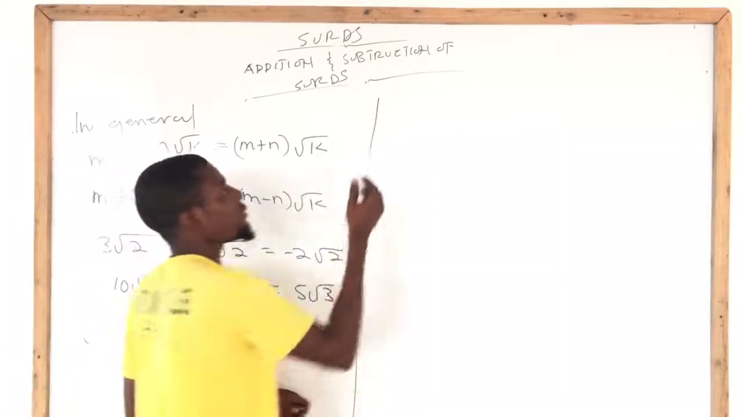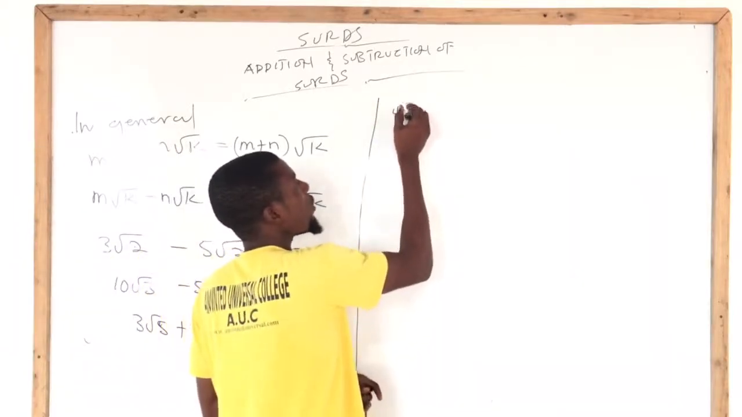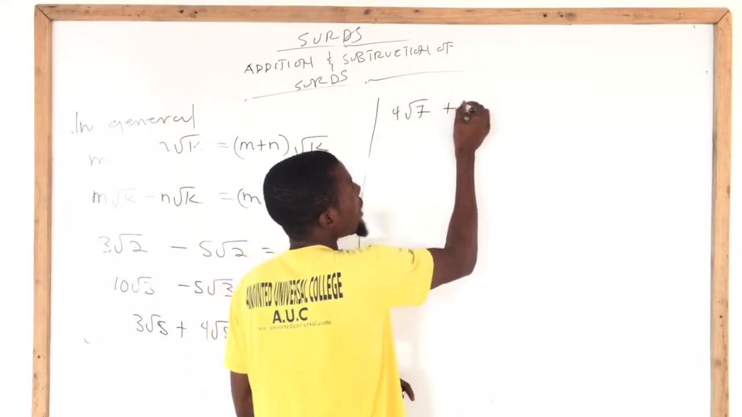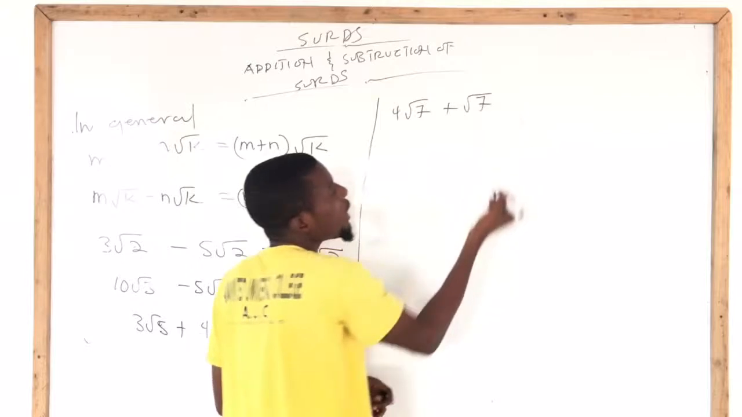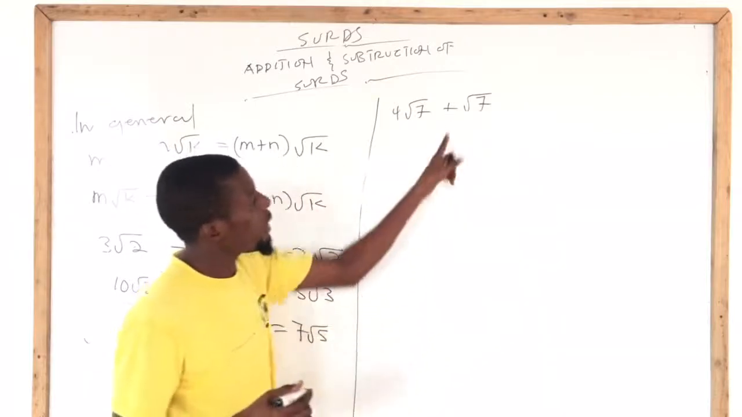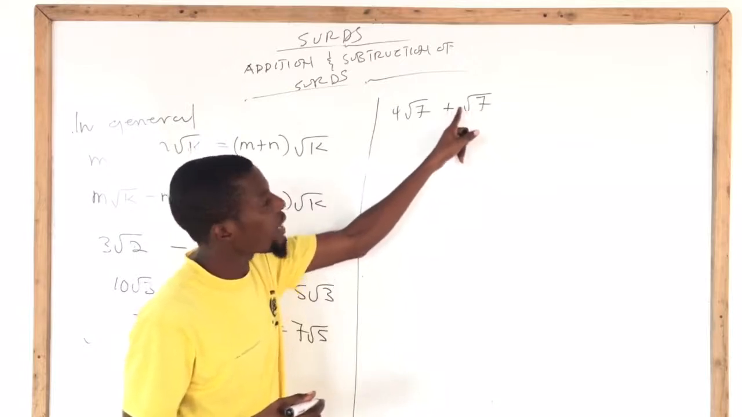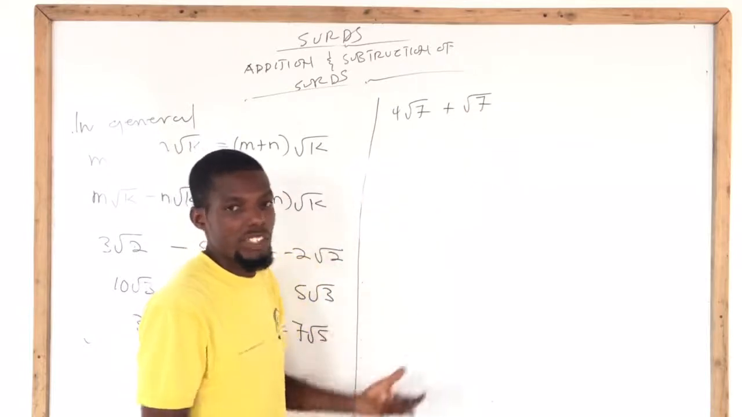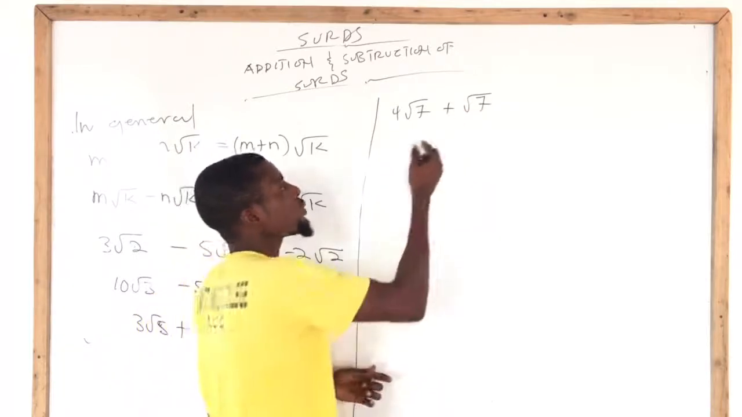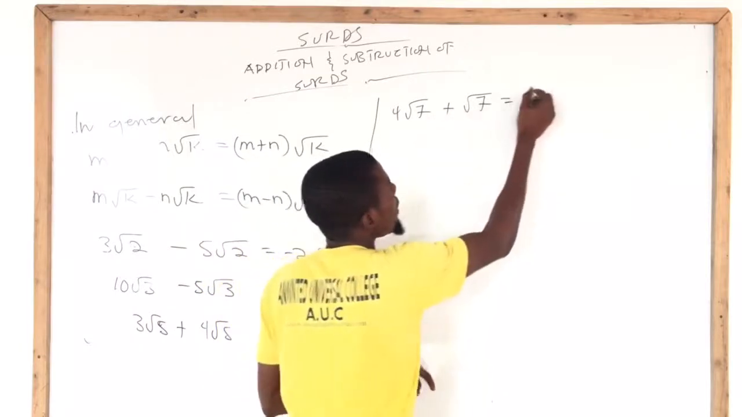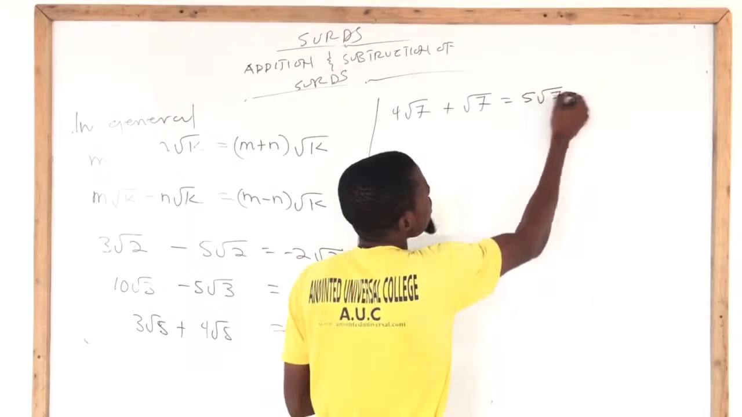What if I have 4 root 7 plus root 7? What happens? Right? Remember, whenever a variable or number is standing alone, there is always 1, but it's invisible. We don't write it. So this one is the same as 4 plus 1, but we don't write the 1. So this becomes 5 root 7.